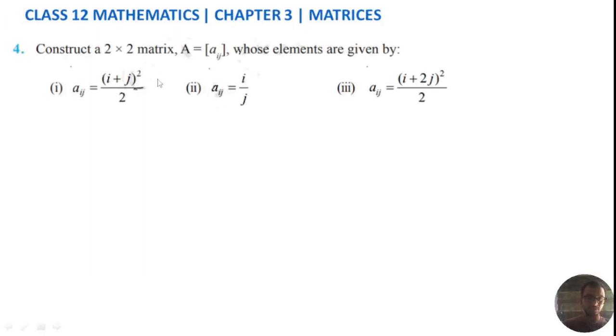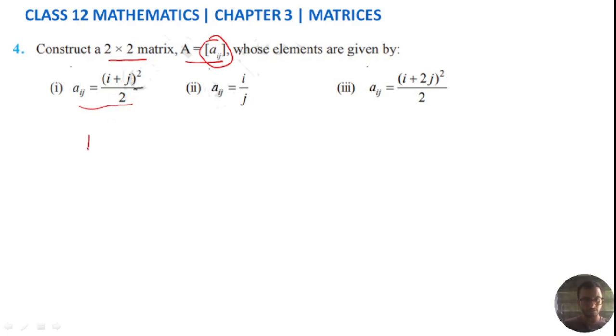What is the next question giving? Construct a 2 cross 2 matrix A. I had told you this is the representation of a general matrix. That is how a matrix looks. It will have elements Aij, right? Where Aij is the intersection of the ith row and jth column. So this is the representation of general matrix A. Now they are saying we have to find A with some given condition on elements. First, Aij is (i plus j) whole square upon 2.